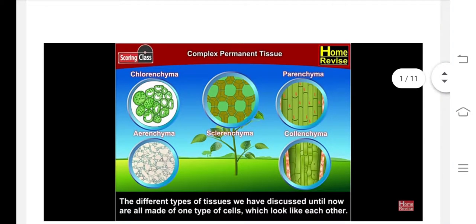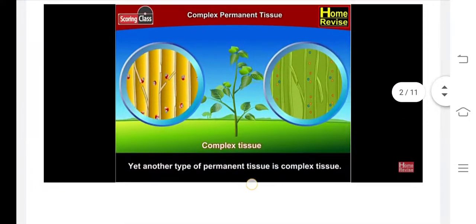What about this slide? Observe carefully. See, these are the complex permanent tissues. What is the difference between simple permanent and complex permanent tissues, and what are the examples? Simple permanent tissues are made up of only one type of cells, but complex permanent tissues are made up of more than one kind of cells, children. More than one kind of cells. What are complex permanent tissues? What are the examples? Observe carefully.